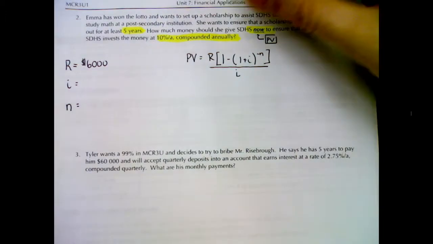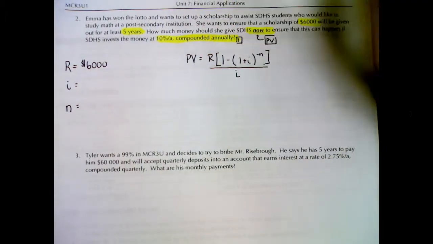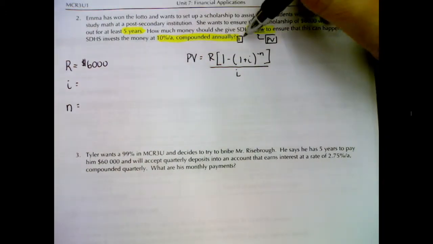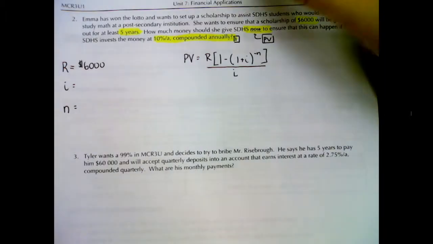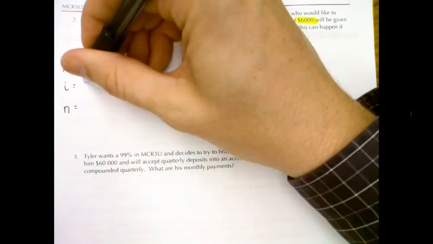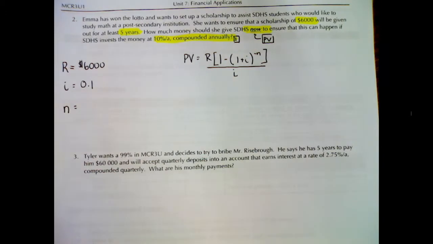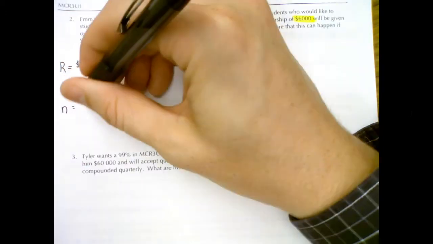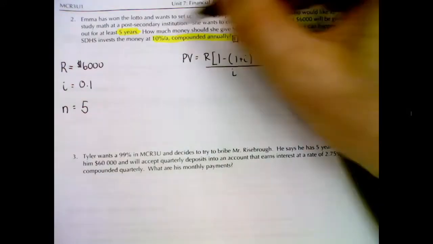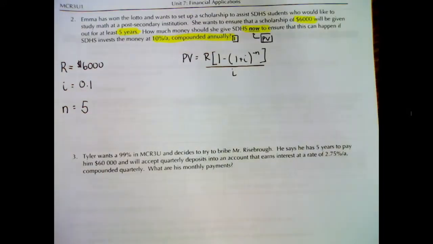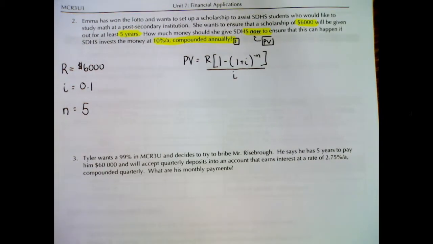And since we're working annually, the compounding is 1. So we don't have to divide our interest by anything because it's per annum compounded annually. So that's just 0.1 divided by 1, which is 0.1, 10% as a decimal. And 5 years times 1 per year, so that's just 5. So we've got our i, we've got our n, and we've got our R. Let's plug them in and see how much money she needs to deposit today.